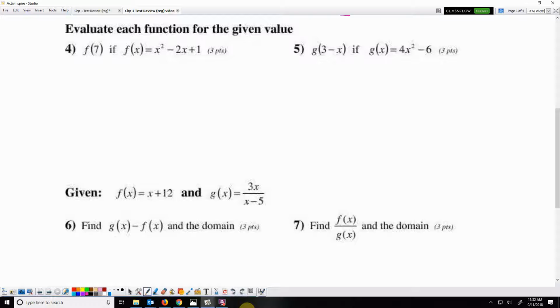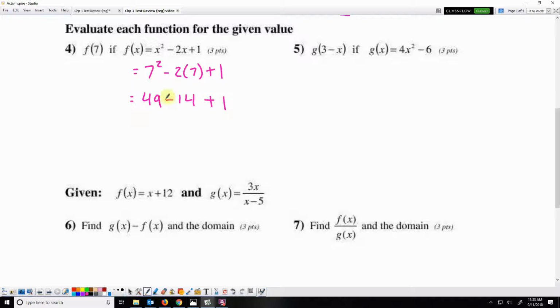So we'll continue our review now onto functions. We're going to evaluate f of x if x is 7. So f of x is x squared minus 2x plus 1. So f of 7 is 7 squared minus 2 times 7 plus 1. Okay, order of operations says we have to do that exponent first. So that's 49 minus, and we've done the exponent so we can multiply, 14 plus 1.